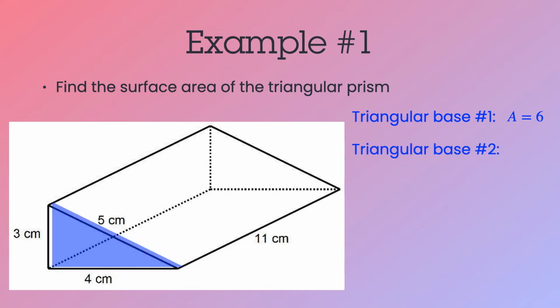Let's look at our second triangular base, all the way in the back. It's exactly the same. You don't have to recalculate. You know those bases are congruent, so if the first one was 6, the second one is also.